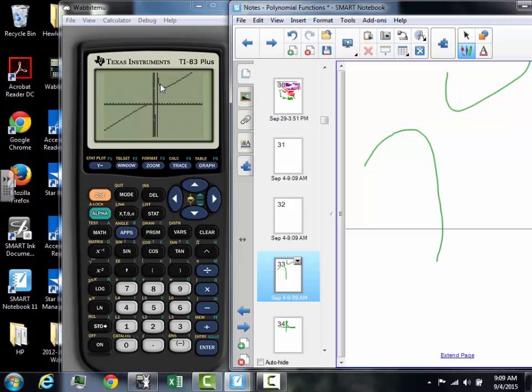Hopefully you don't even have one of those lines, because only the oldest of calculators actually draw it. Most calculators won't put a line there.